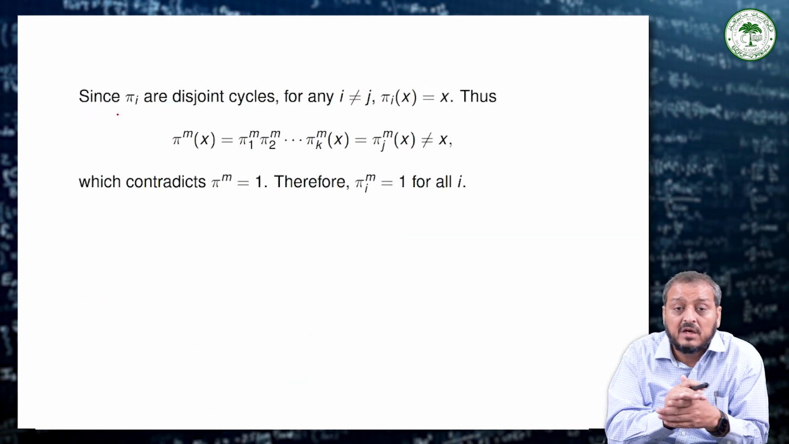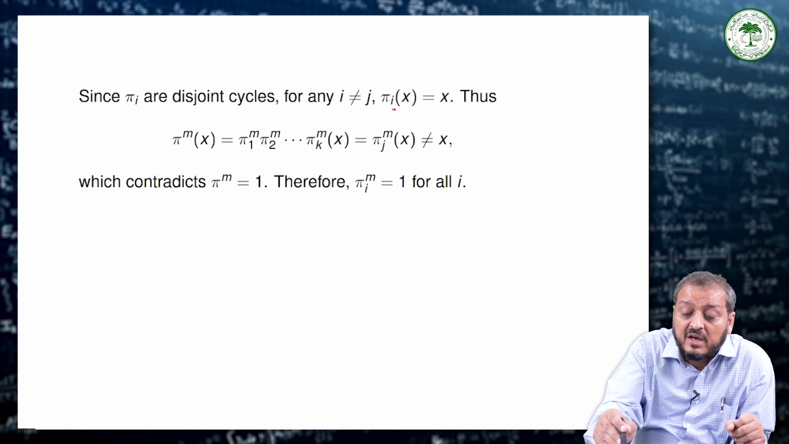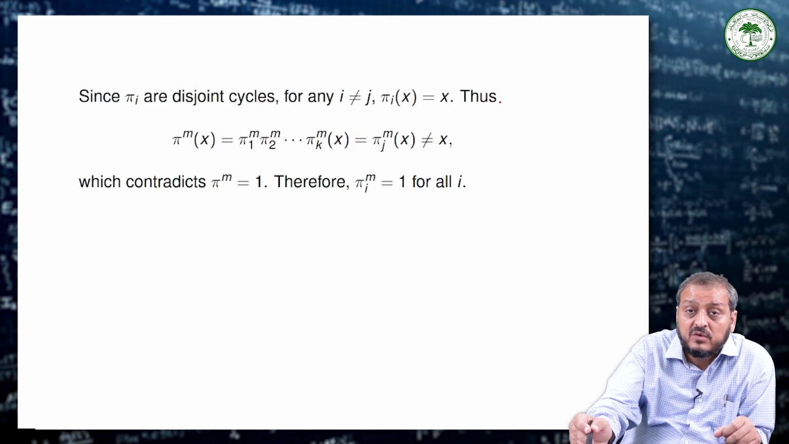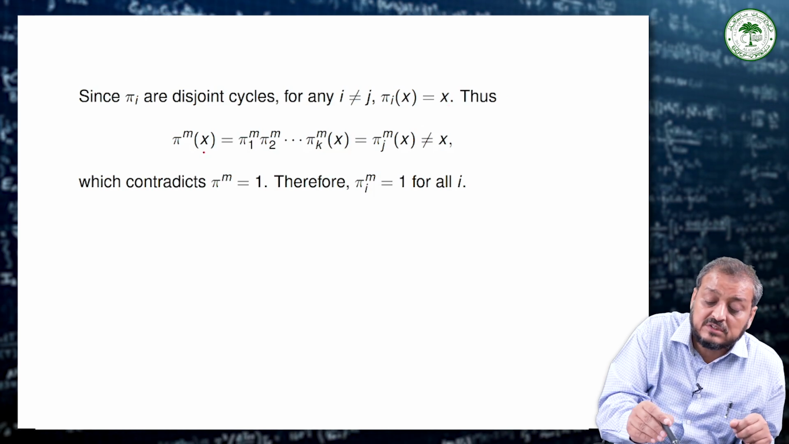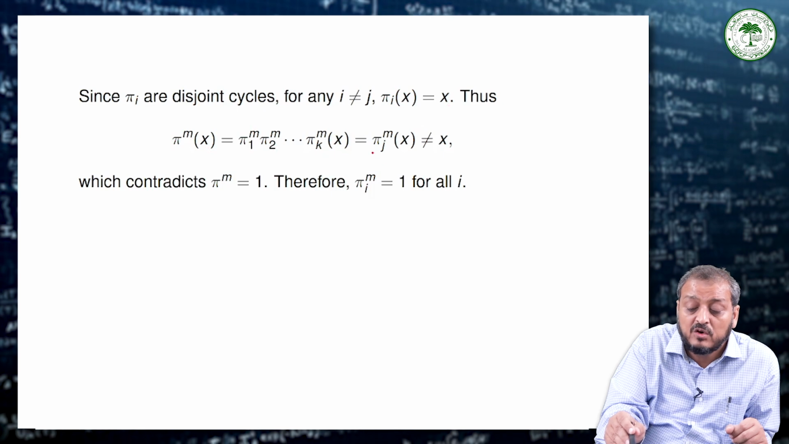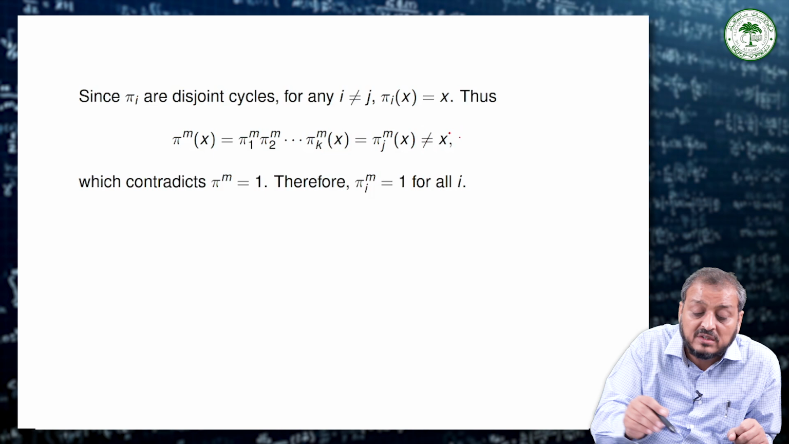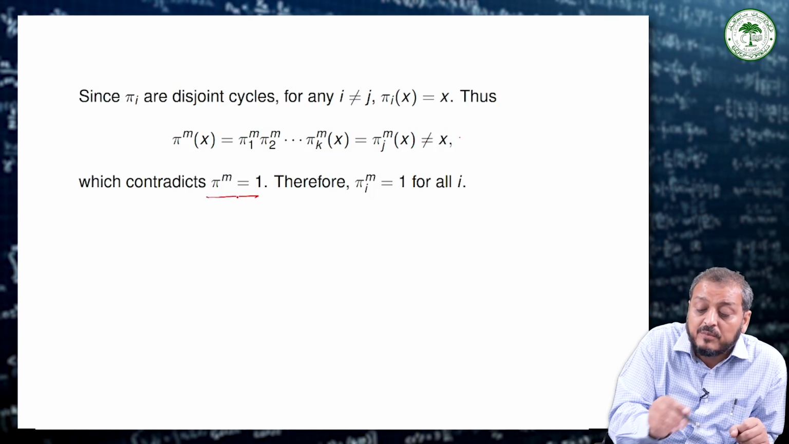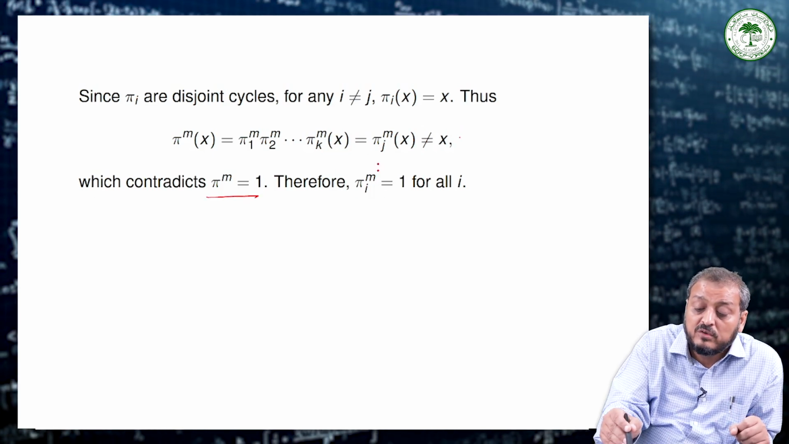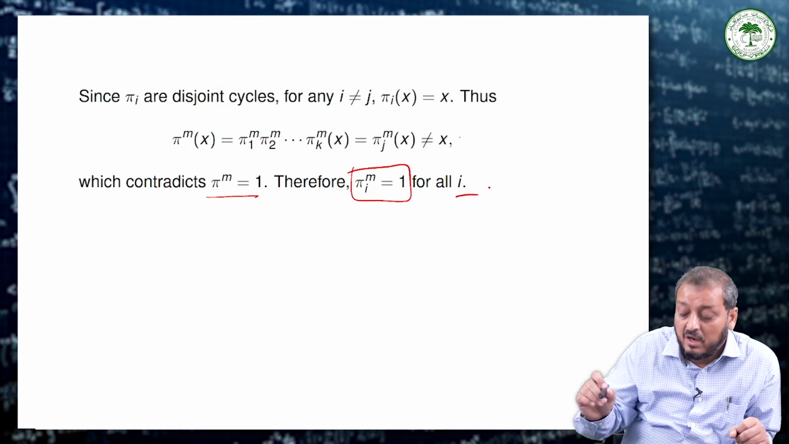Since the pi_i are disjoint cycles, for i different from j, pi_i x is equal to x. Thus, we can say that pi to the power m x is equal to pi_1 to the power m through pi_k to the power m, which is equal to pi_j to the power m x, and clearly this is not equal to x, which contradicts pi to the power m equal to 1. Therefore, pi_i to the power m is equal to 1 for all i.